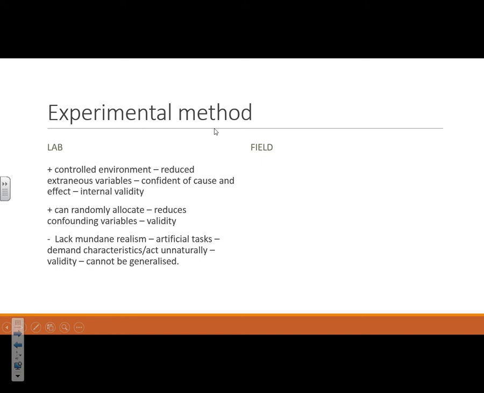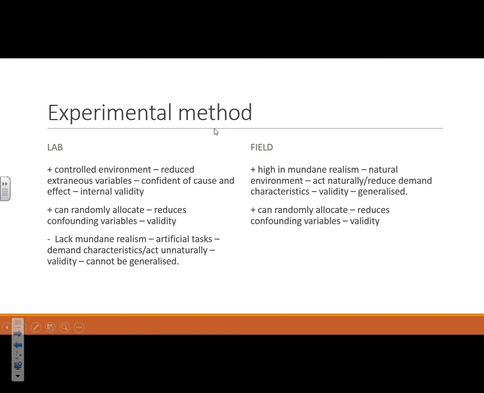So however, a strength of a field is it's high in mundane realism, so it's very true to real life, natural environment, natural tasks, therefore they act naturally. It reduces demand characteristics, which increases the validity. Because there are no demand characteristics, we are measuring whatever it is that we're measuring, the effect of the IV on the DV, and therefore those results can be generalised with confidence. We can be confident of cause and effect.